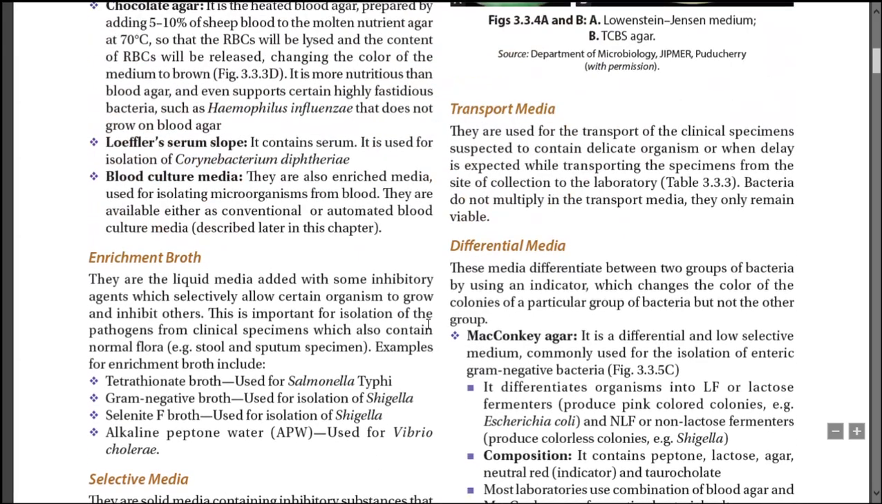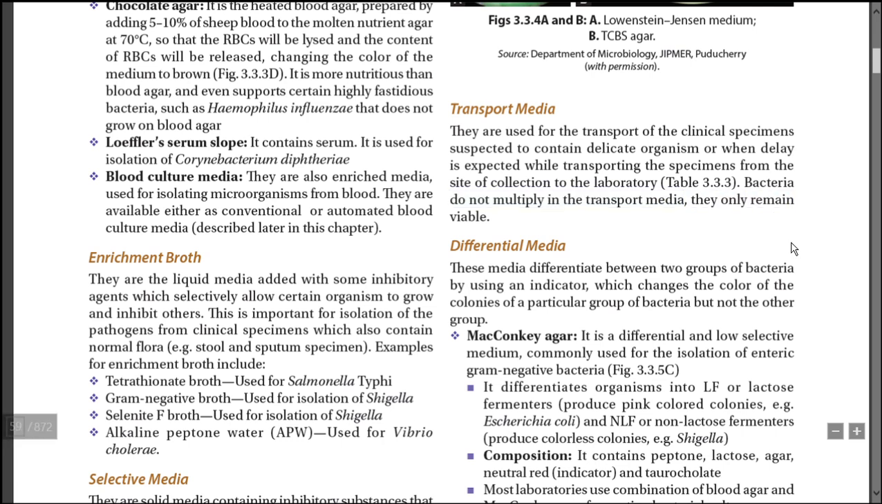Transport media are used for the transfer of clinical specimens which are suspected to contain delicate organisms, or when delays are expected in transporting the specimen. The bacteria will not multiply in the transport media. It is important: bacteria do not multiply, and they only remain viable.